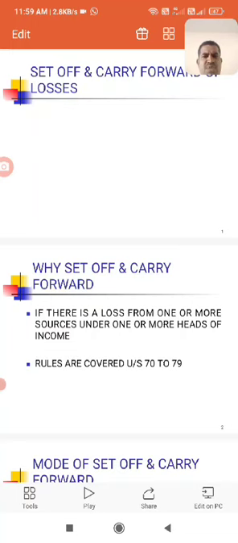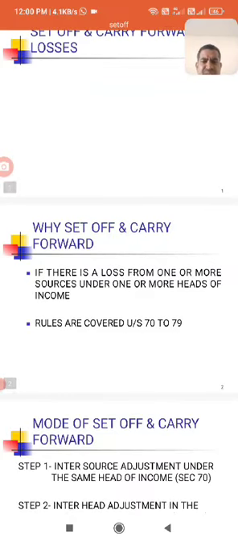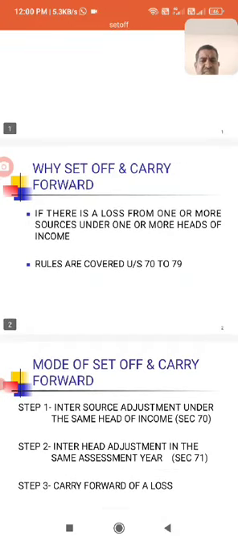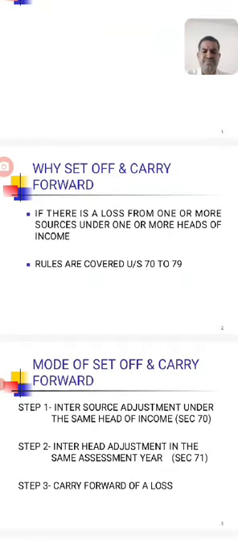First we see what we mean by set off and carry forward of losses. Set off means one loss can be set off against another source of income or other heads of income. First we see why we set off and carry forward. If there is a loss from one or more sources under one or more heads of income, the rules are covered under sections 70 to 79.